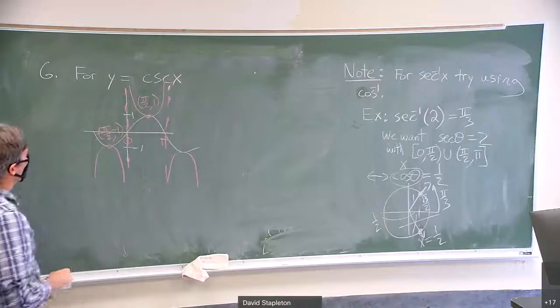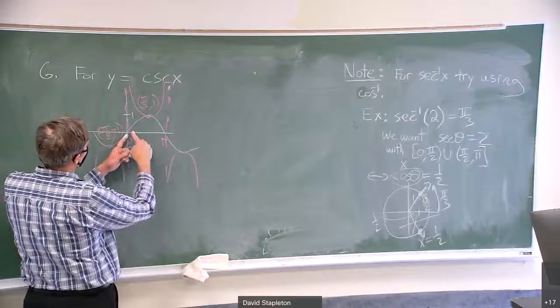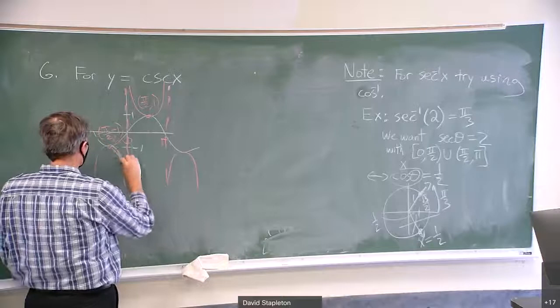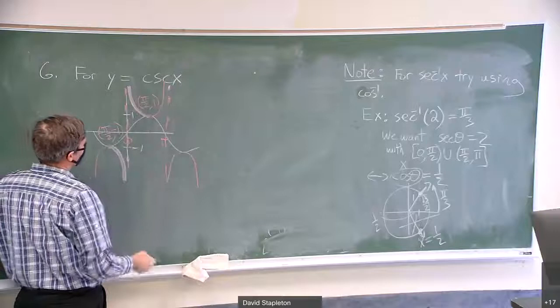What piece of that shall we take to inverse? Again, we try and take it close to the origin, and if we can, we'll take it on both sides, and if we can't, we'll go to the right. That's what we do in all this. This one we can take on both sides. We can take this piece here and this piece here, right? No horizontal line intersects that more than once. If I go further, it starts to come down up here, and I can't keep it one-to-one.